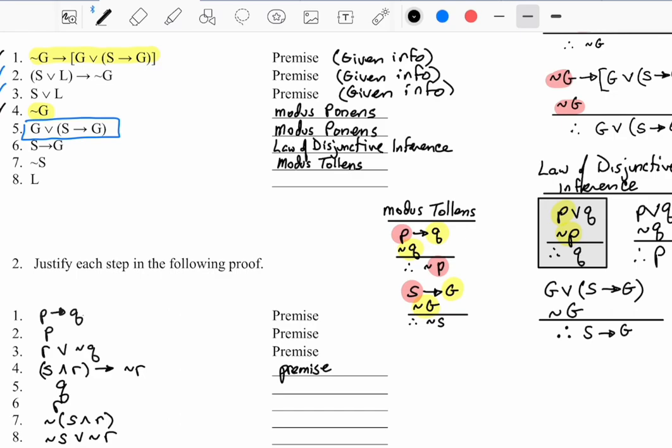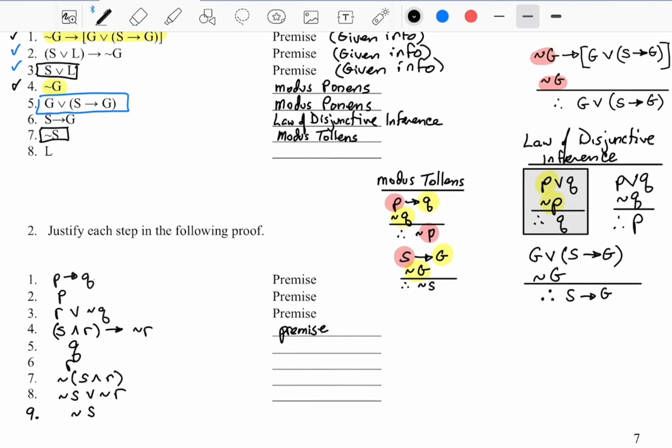And finally, we could use one of the laws that we already have on the books here a second time. We'll be able to use the law of disjunctive inference a second time here because in order to get an L out of all of this mess here, really the only way I can do it is by combining this S or L here with the not S. All right, so that's again saying if I have this or that, well, it's not this, then it must be that.